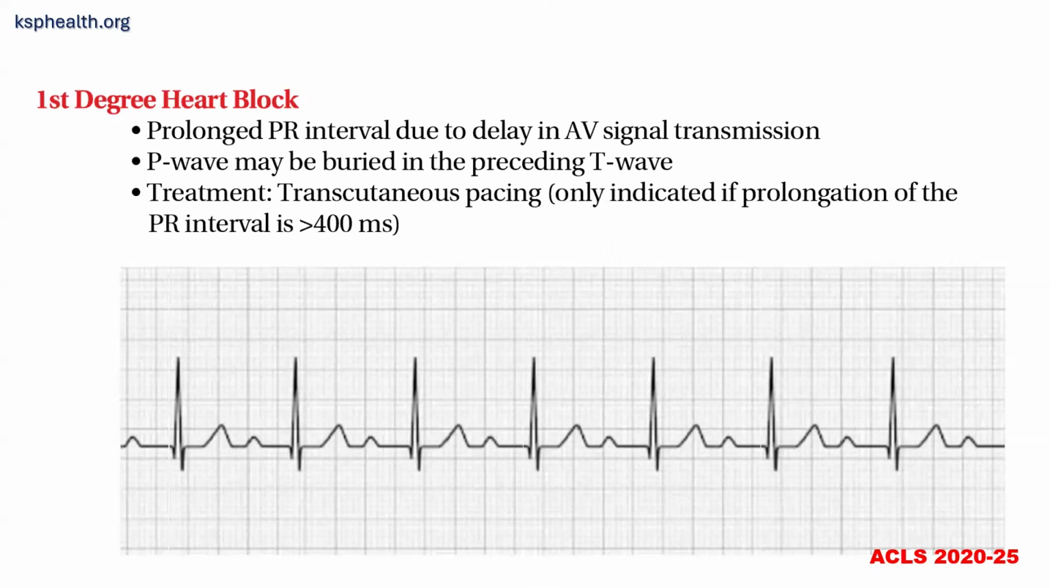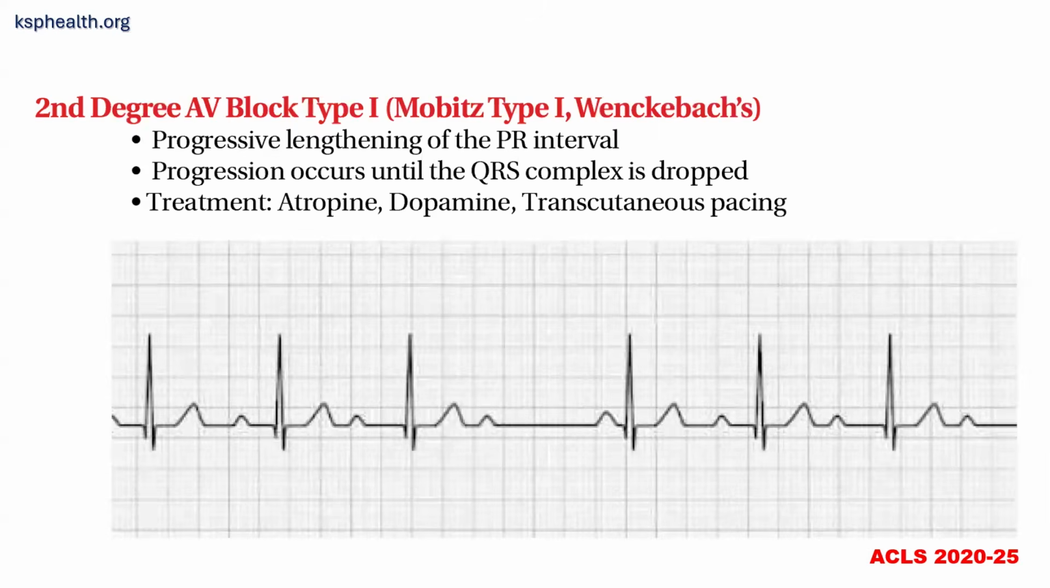How do you treat? Transcutaneous pacing is only indicated if prolongation of the PR interval is more than 400 milliseconds. The first degree heart block is most often asymptomatic. So transcutaneous pacing can be done with AED.